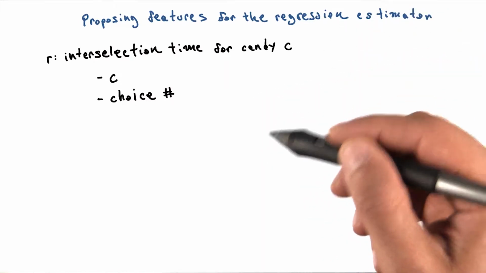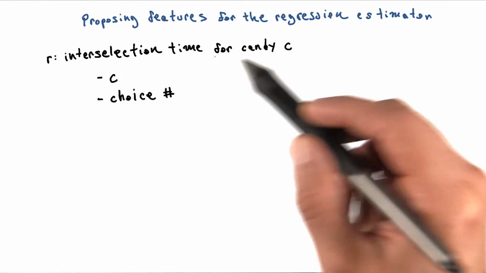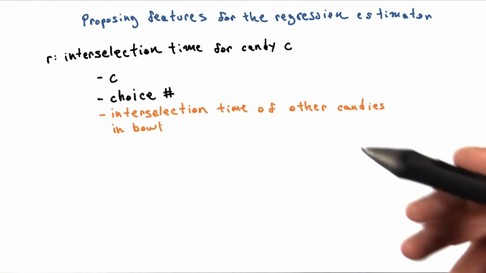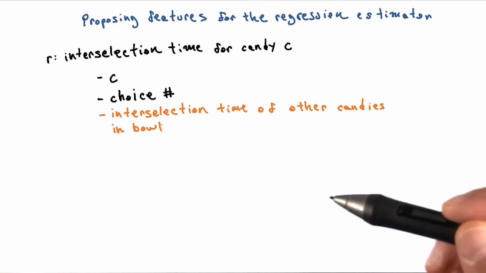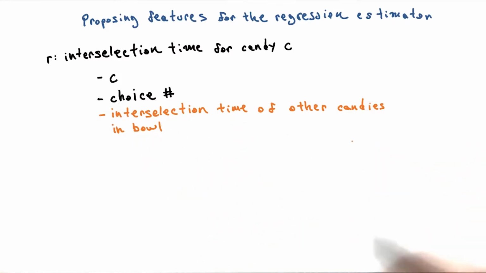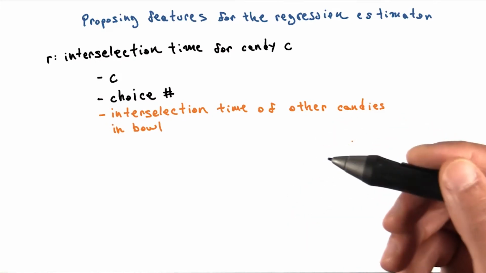This suggests that in order to predict the interselection time for candy C, we should instead be looking at the presence of other candies in the bowl, specifically measured by the interselection time of those candies. So let's go ahead and adjust our regression estimator.